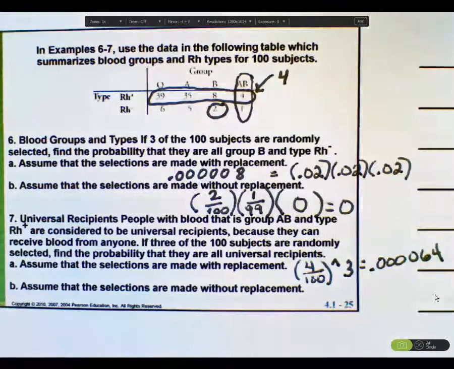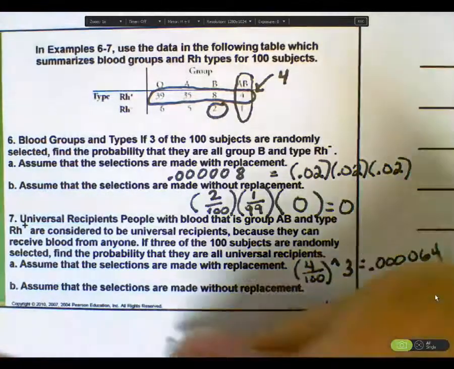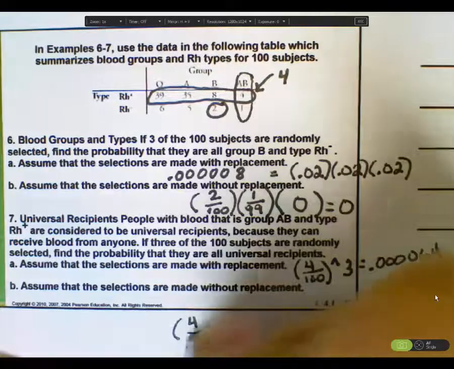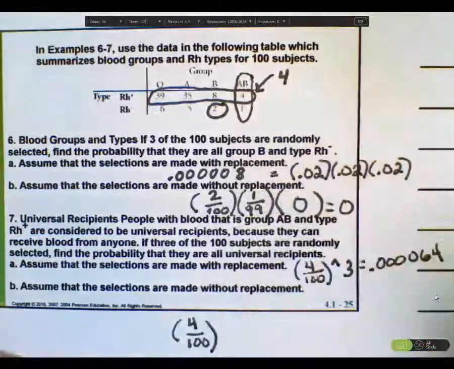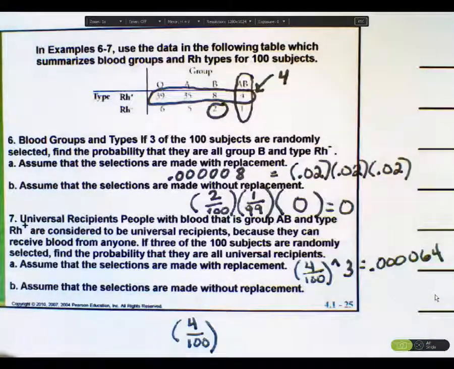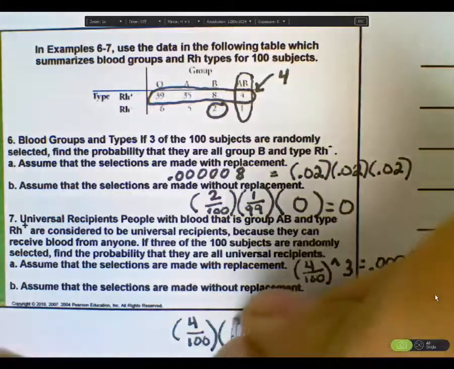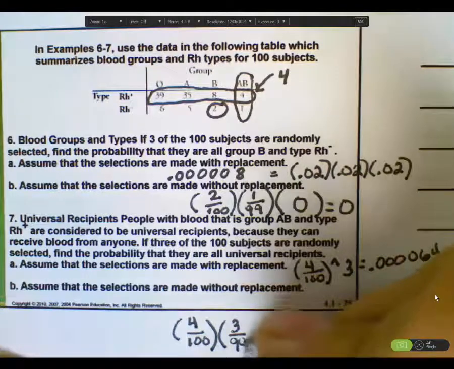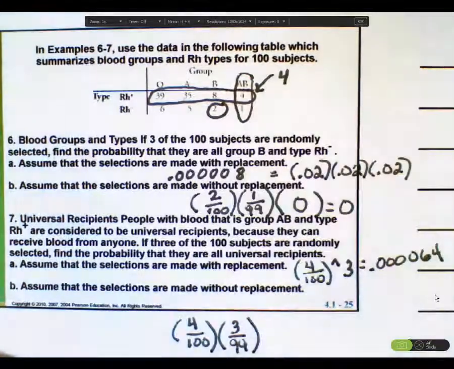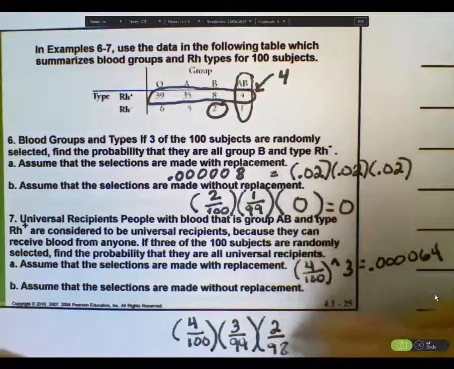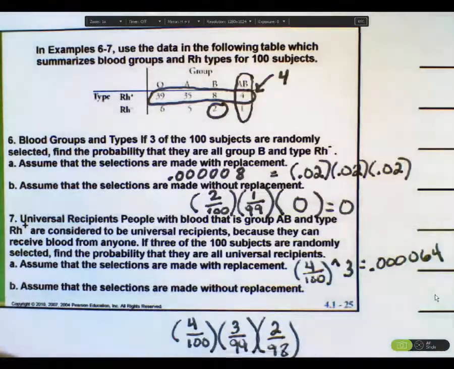But what if I did that without replacement? Well, the first person would still have a 4 out of 100 chance of being a universal recipient. But if I didn't put that person back, the next person would only have a 3 out of 99 chance of being a universal recipient. And if I didn't put that person back, then the third would only have 2 out of 98 as a probability of being a universal recipient.